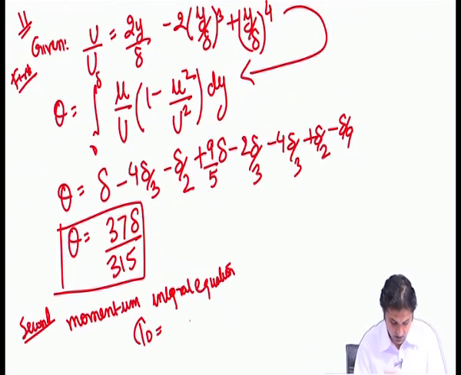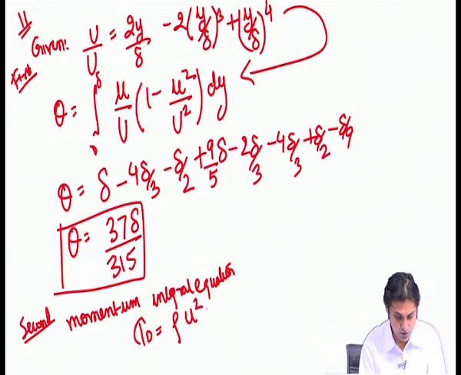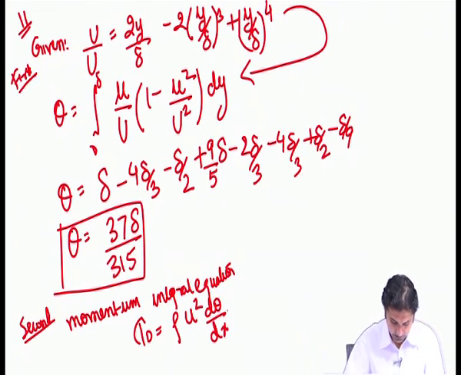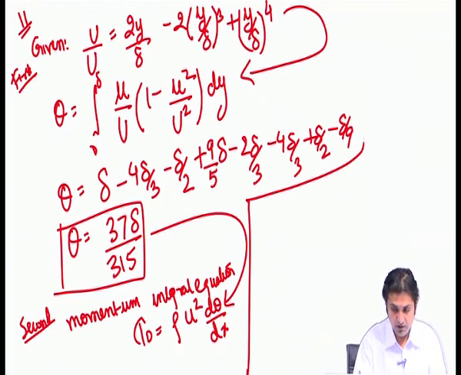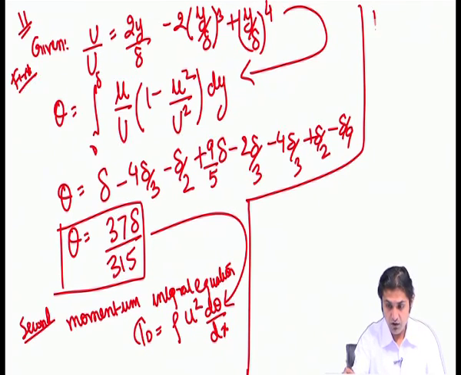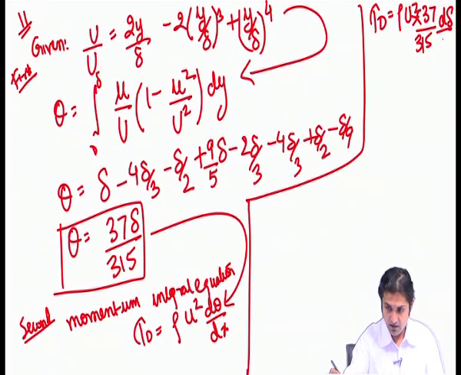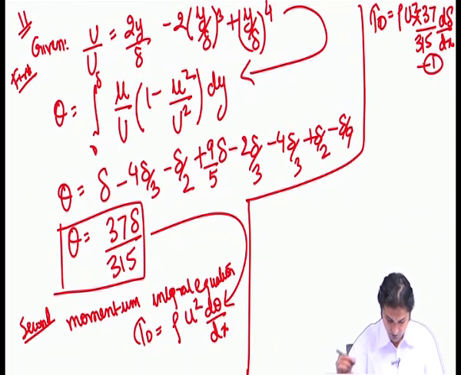Tau naught is rho u square d theta dx. Okay, and we substitute theta here from this one, so tau naught can be written as rho u square into 37 by 315 d delta by dx. Okay, so this is tau naught. All right, this is equation number 1.